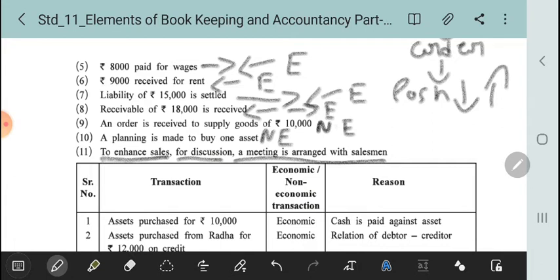We are not seeing any kind of transaction here, we are not seeing any exchange of money here, we are not seeing any kind of exchange of goods and services here. So we can definitely say that transaction number 11 is a non-economic transaction. Transaction number 11 is a non-economic transaction.